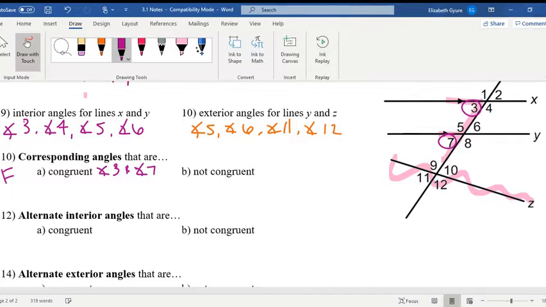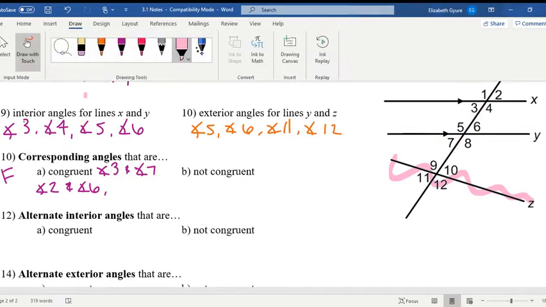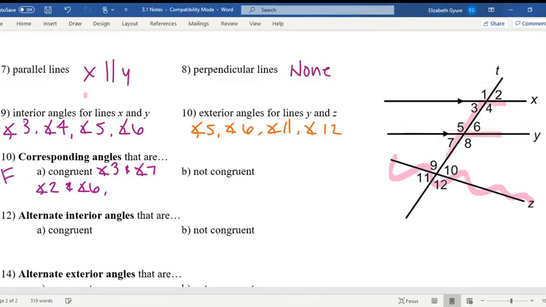What would be another example if 3 and 7 works? Trey? 2 and 6, absolutely. That's just kind of like your upside down F shape, right? So angles 2 and 6. Ethan, did you have a different one? 4 and 8. 4 and 8 would also work. That would be a really nice F shape, right? If you boxed 4 and 8, that would totally work. Good.